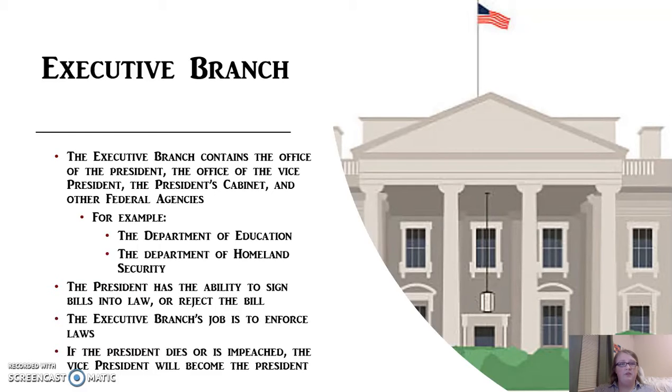The president has the ability to sign bills into law or reject the bill if they don't think it's good enough to be a law. The executive branch's job is to enforce laws. And if a president is to die or to be impeached, the vice president will then become the president.